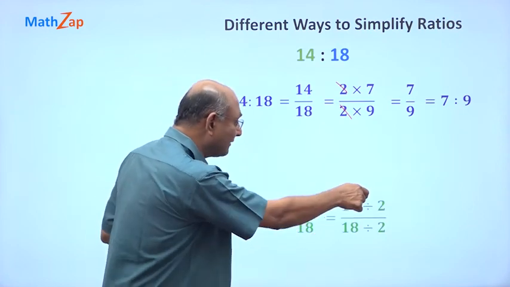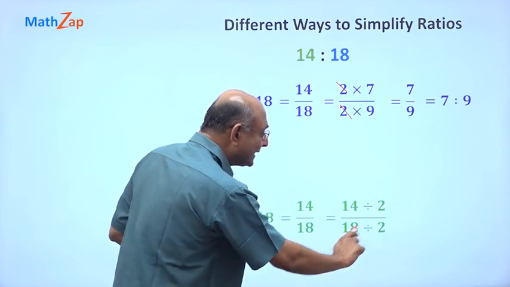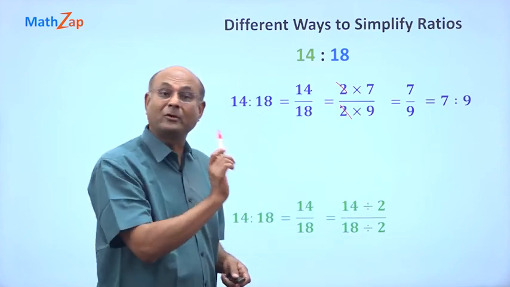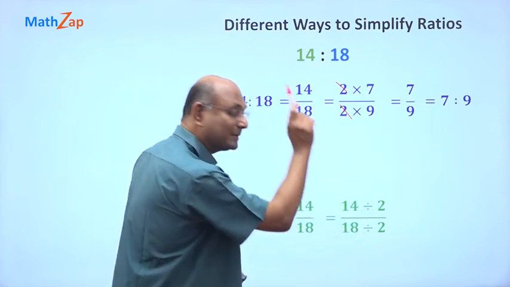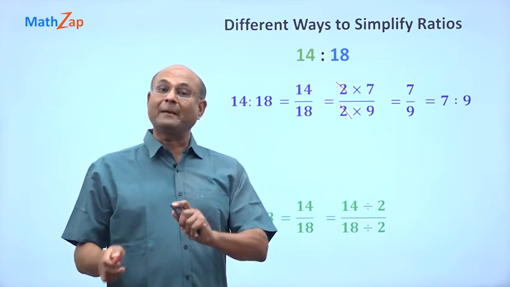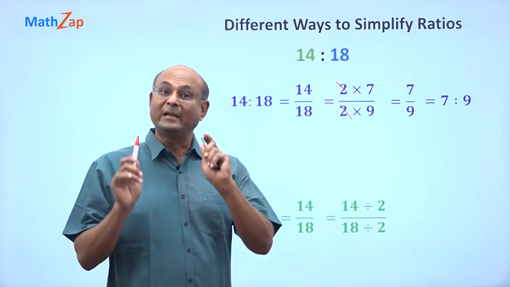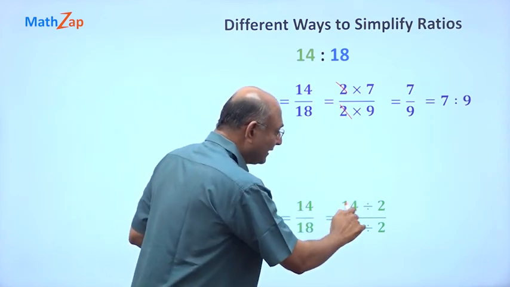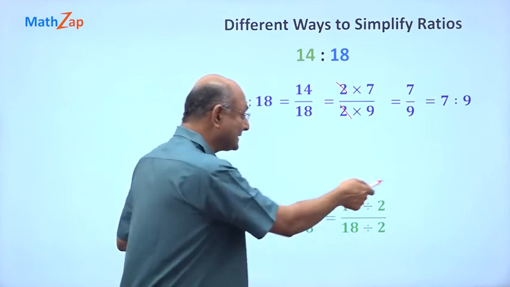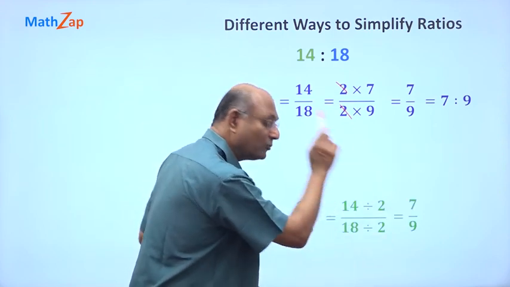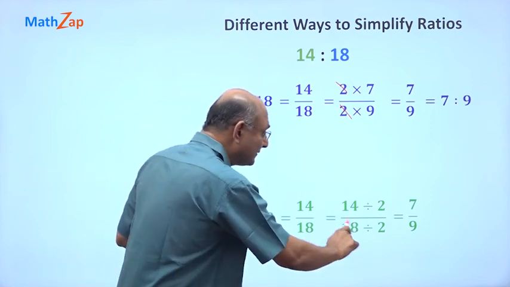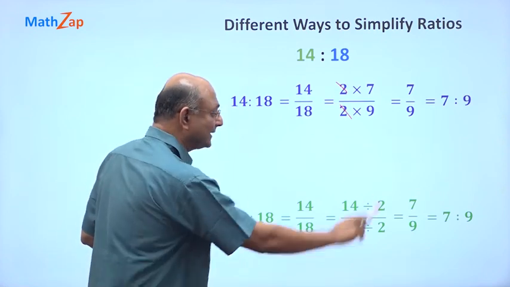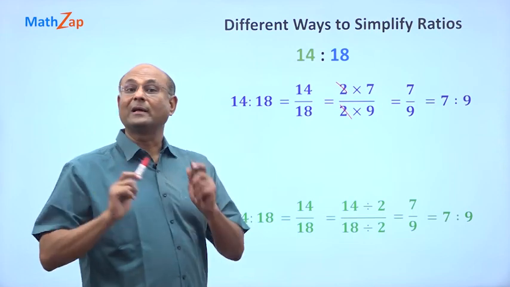So I can say 14 divided by 2 over 18 divided by 2, right? Numerator, I am dividing by 2, denominator, I am dividing by 2. Remember, whatever you are doing in the numerator, you must do the same in the denominator. You can multiply by the same number, numerator and denominator. You can divide by the same number in the numerator and denominator. So 14 divided by 2, you get a nice number, 7. 18 divided by 2, you get a nice number, 9. So once I do this division, I get 7/9. 7/9 is the same as 7:9. So 14:18 is 7:9, exactly what we got earlier.